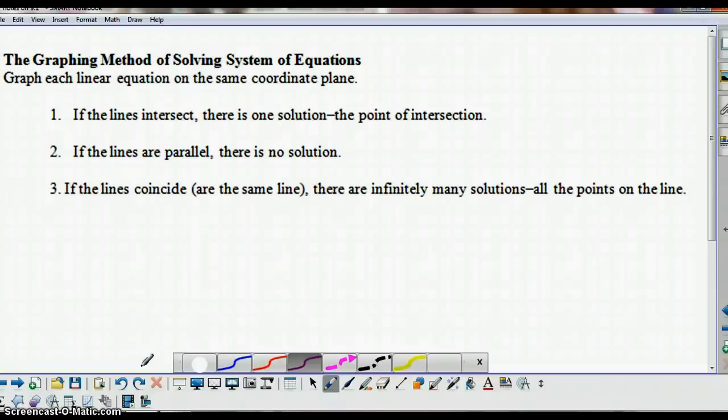That's what we actually saw on the last example. They actually end up being the same line, which means there are an infinite number of solutions. And those solutions would be all the points that actually lie on the line.